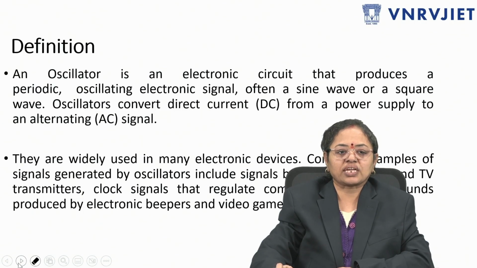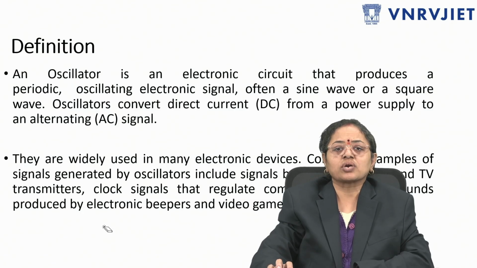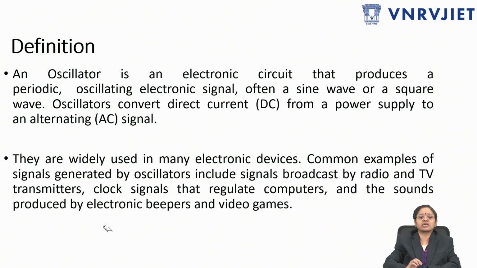An oscillator is an electronic circuit which produces periodic waveforms. These are oscillating electronic signals, often sinusoidal, square or triangular waveforms. A number of different waveforms are produced by this circuit. Basically, oscillators convert direct current DC from a power supply to an alternating AC signal. These oscillator circuits are widely used in electronic devices.